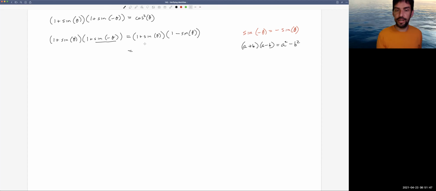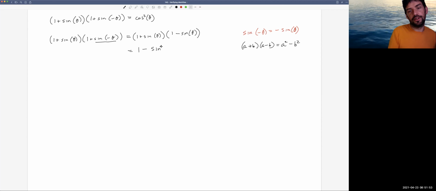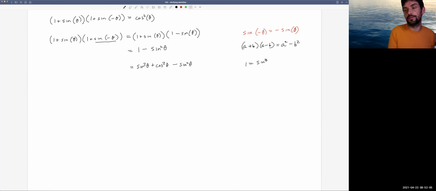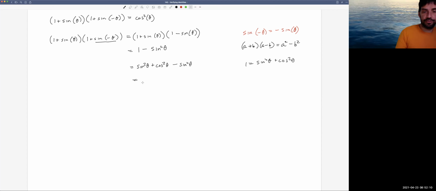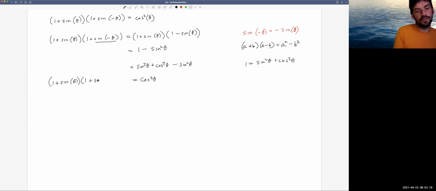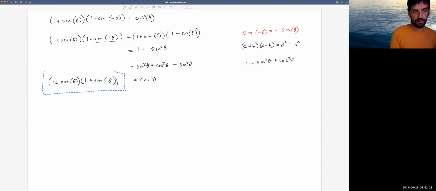You can just FOIL that, expand these terms if you want to prove it to yourself. But what we end up with is 1 minus sine squared theta. Again, that 1 I can replace with sine squared theta plus cosine squared theta minus sine squared theta, right? Using that 1 is equal to sine squared theta plus cosine squared theta. And then of course, the sine squared thetas cancel and we're left with cosine squared theta. And so this 1 plus sine of theta times 1 plus sine of negative theta, I wrote it too far away, but you get the idea, is equal to cosine squared theta.